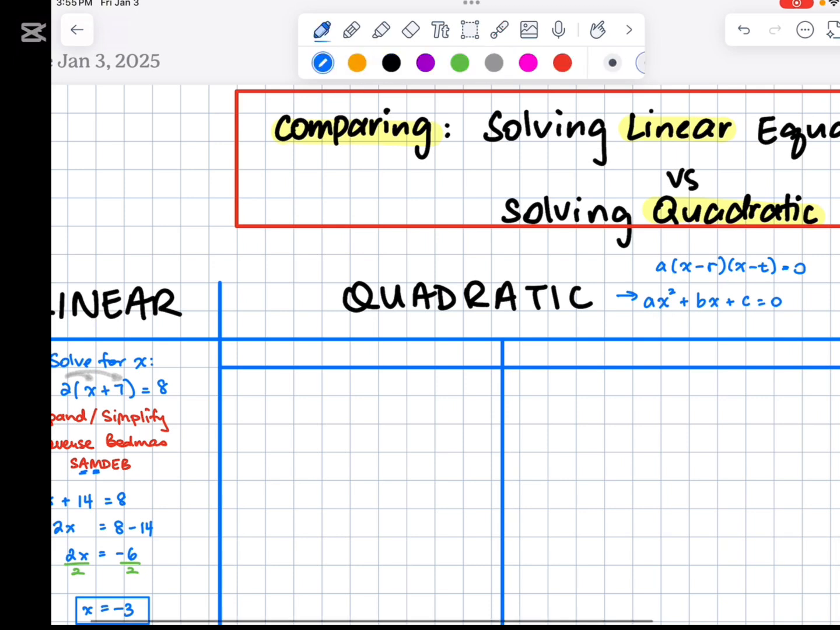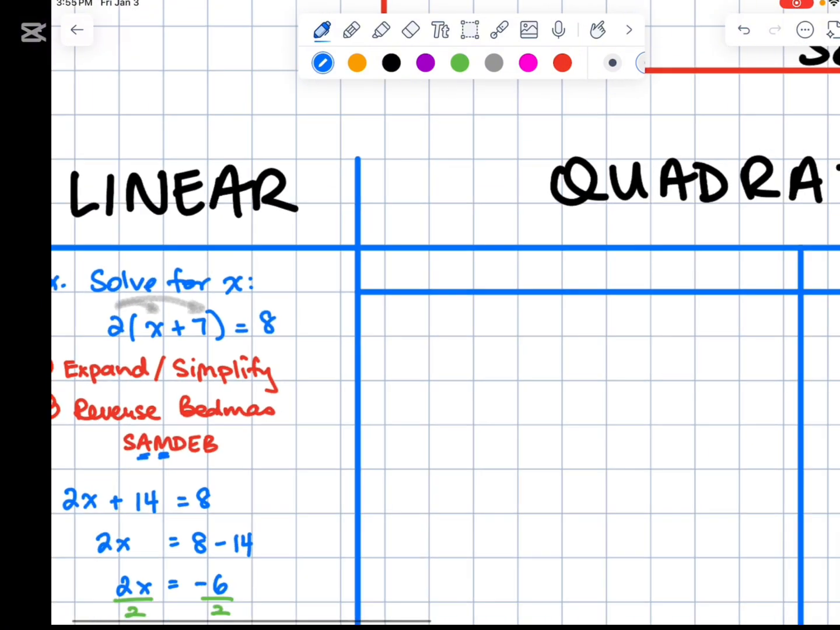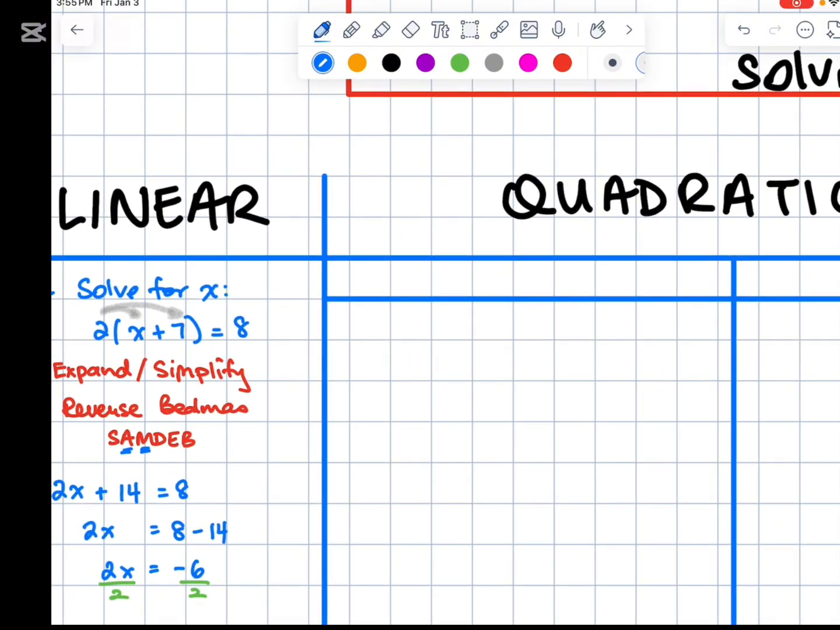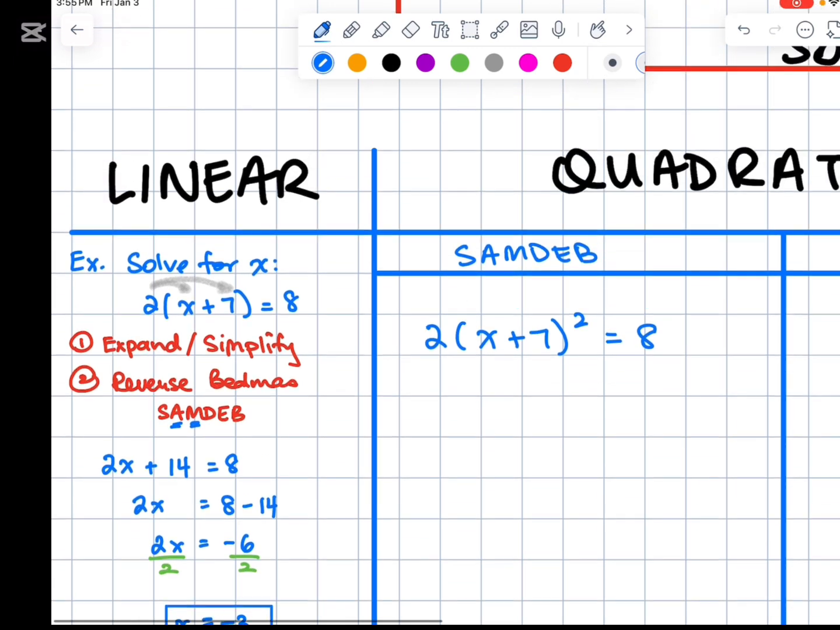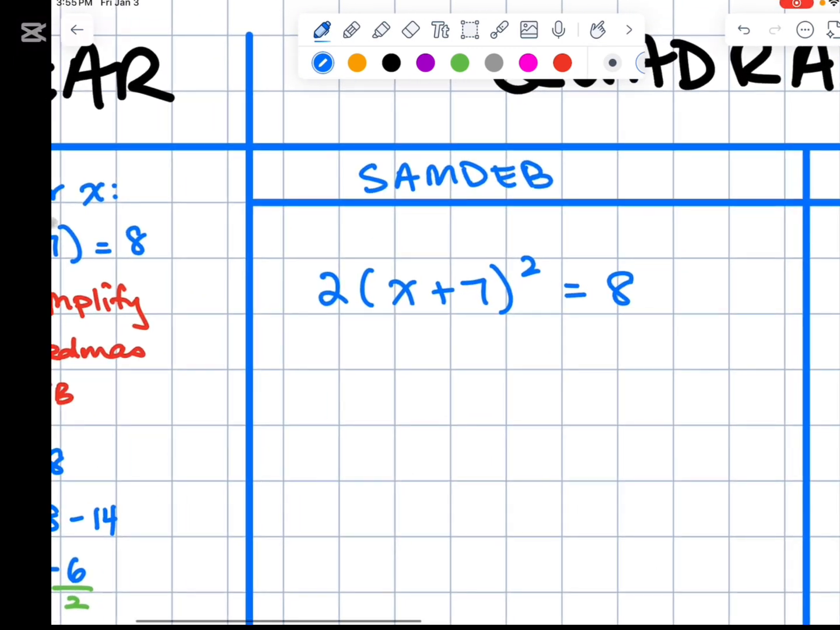So let's take a look at the 3 different methods that we can use. So I'm going to take an example that looks very similar to this linear one, but I'm going to put a square on that one. Now, I'm actually going to use SAMDEB or reverse BEDMAS for this one as well, and I'm going to show you how that works. So we used reverse BEDMAS for linear. It works for quadratic as well, but it only works in certain situations.